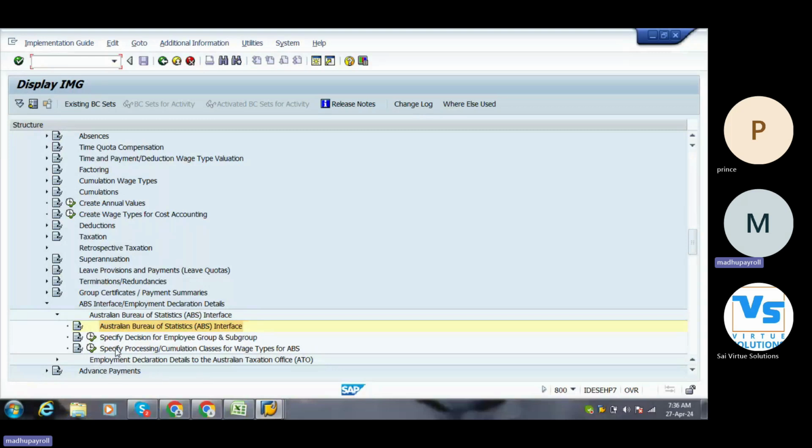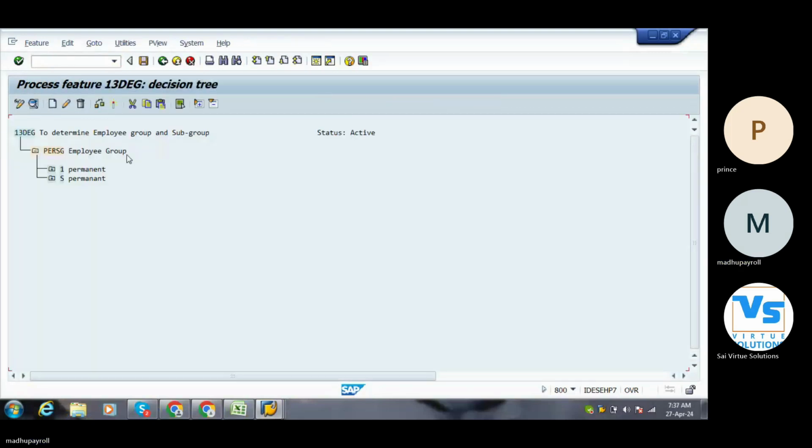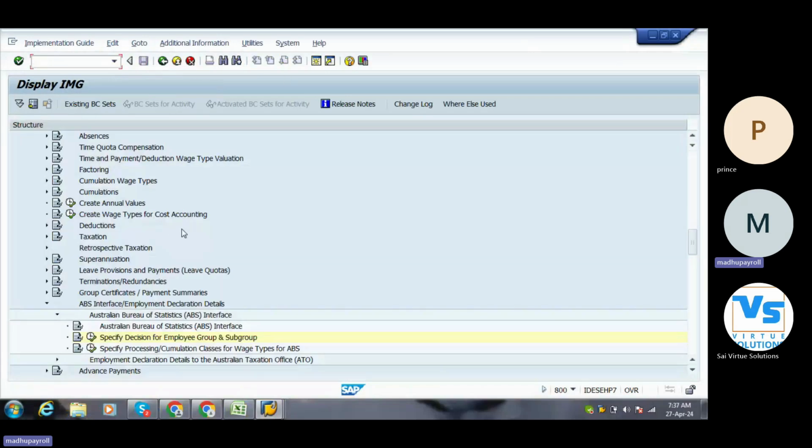Here, specify the decision of employment group and subgroup. There is a feature here: what employee information are you going to default? Now we have permanent employees and temporary employees. Permanent employees' information they don't need, because they are permanent, and if they have any issue they can go directly to the court. Temporary or casual employees don't have any right, so the government will take security for them. So whether you are defaulting casual employees or permanent employees, we can check it. Sorry, this is a feature we have to maintain.